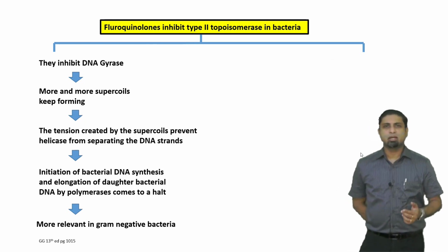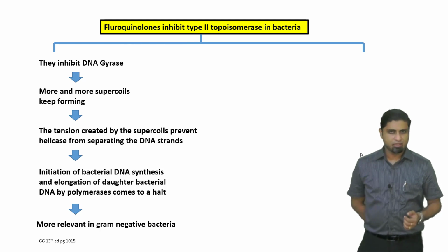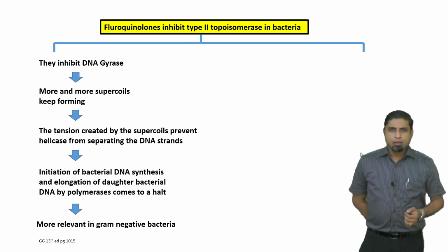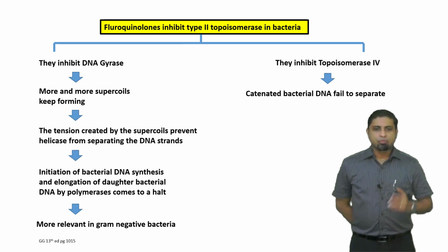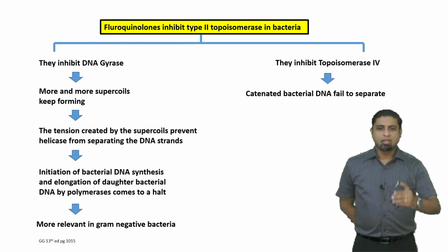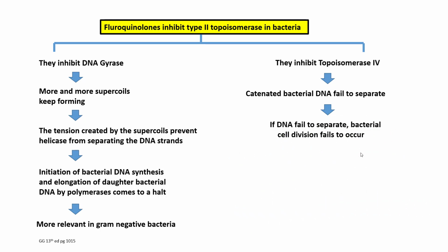The inhibition of DNA gyrase activity by fluoroquinolones is more significant in gram-negative bacteria. Fluoroquinolones also inhibit topoisomerase 4, in which case catenated bacterial DNA remain catenated. They fail to separate, and in such a case the bacteria fail to progress beyond the stage of division and ultimately undergo cell death. So this is, in a nutshell, the mechanism of action of fluoroquinolones.